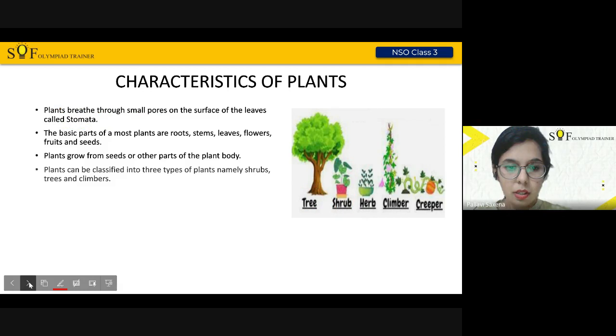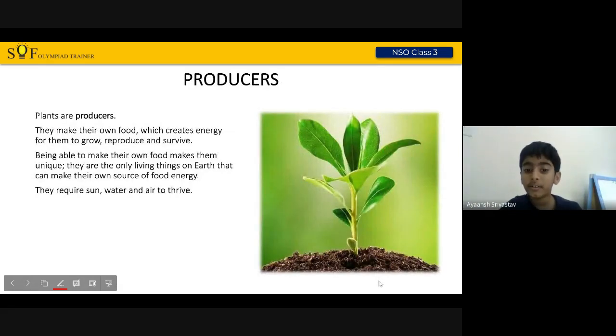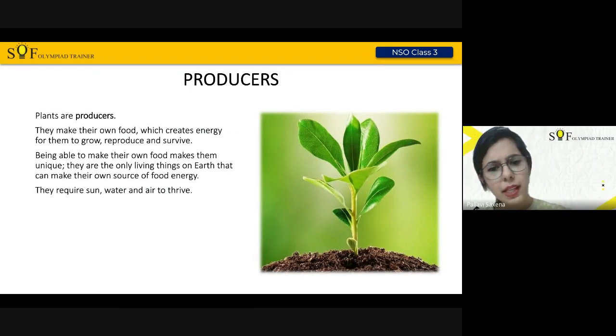Ma'am, climbers don't grow from bottom to top. They go from top to bottom. They grow from top to bottom. Why do you say that, Ayansh?